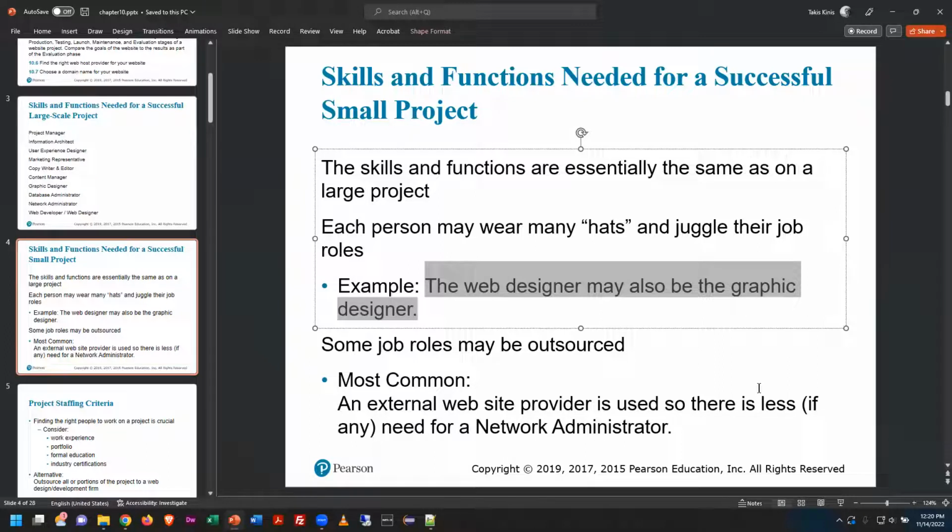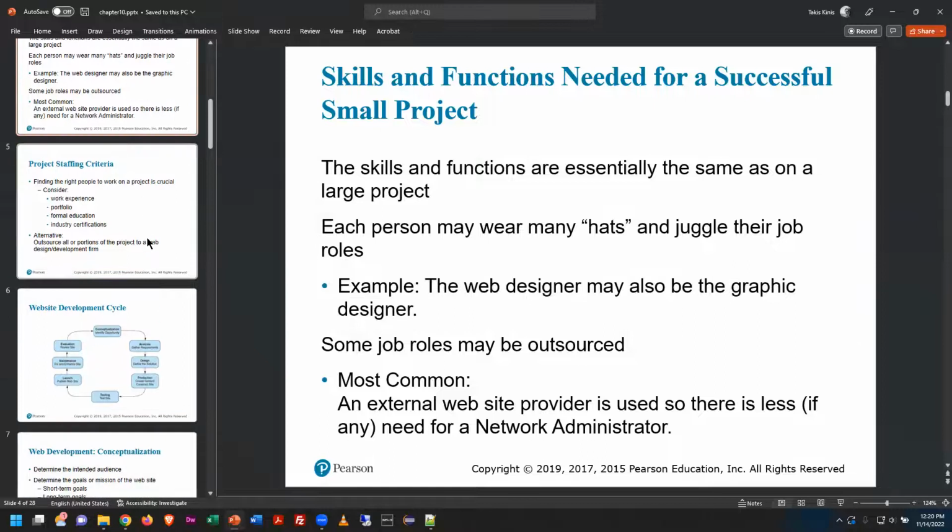I could hire a designer, or I could just figure out how to do it. So it's very common to combine roles. Very, very common.